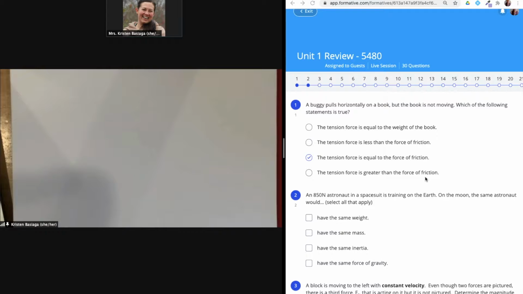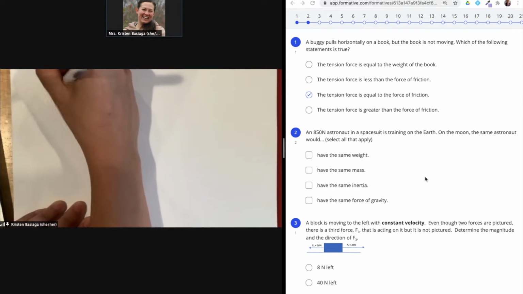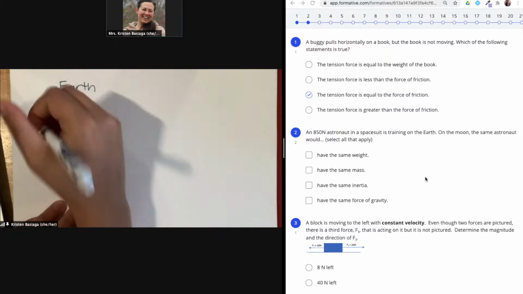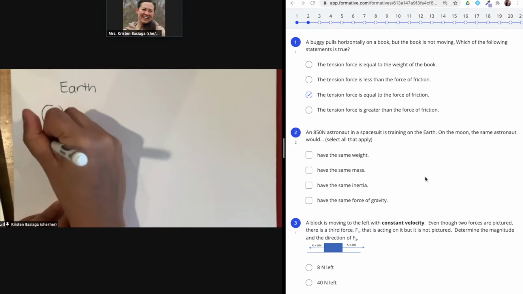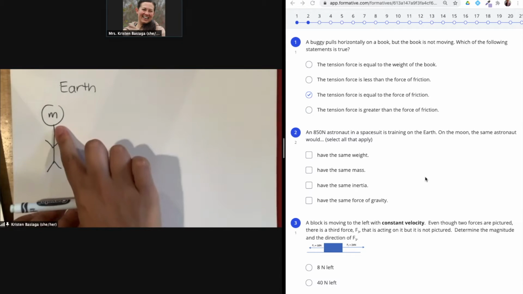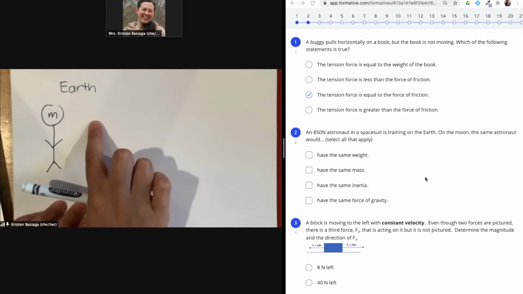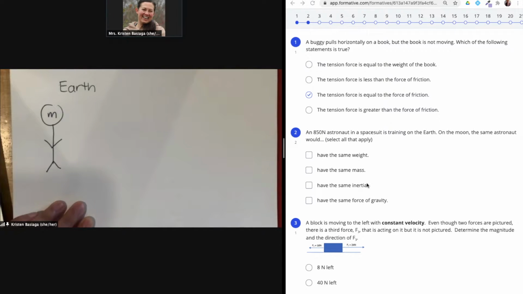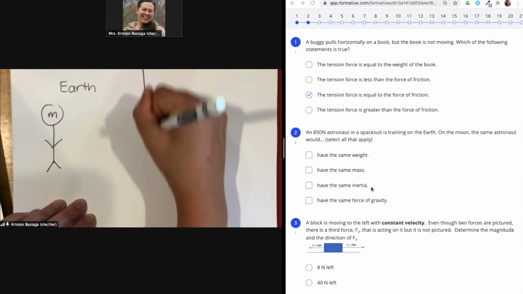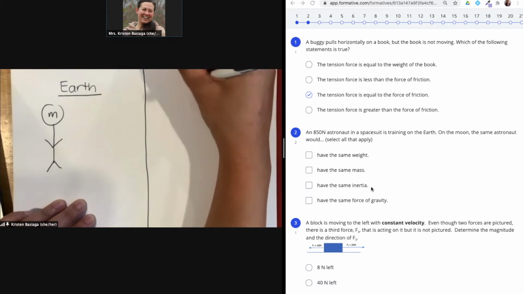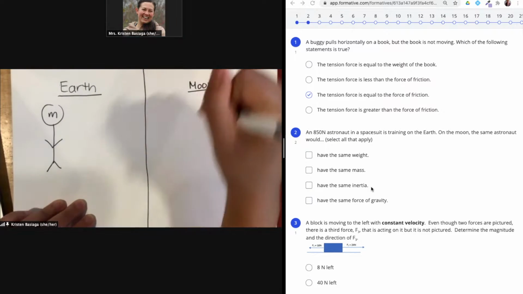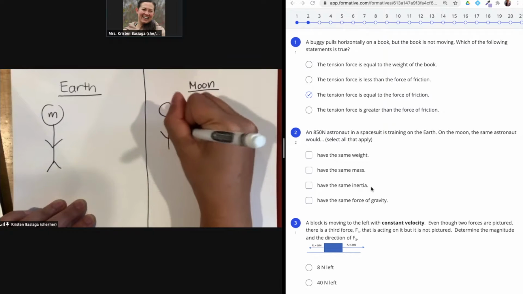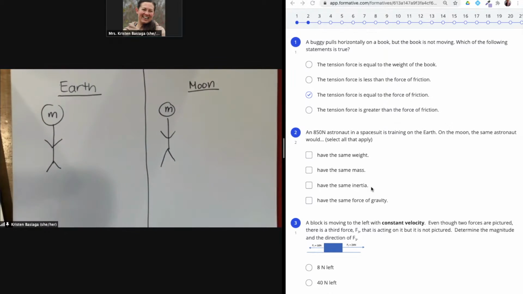For number 2, an astronaut is spacesuit training on the Earth. On Earth, the astronaut has mass because they're made of matter. That mass is proportional to the amount of matter they have, and all mass and matter have inertia. That is the resistance to changing their motion. Think of a heavy, massive object being difficult to move. Well, when our astronaut goes to the moon, they're going to have the same amount of mass and the same amount of matter, so the same amount of inertia.